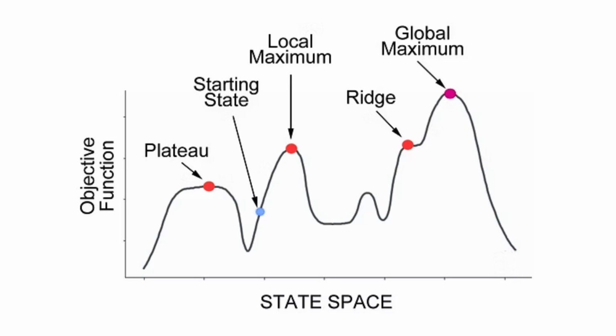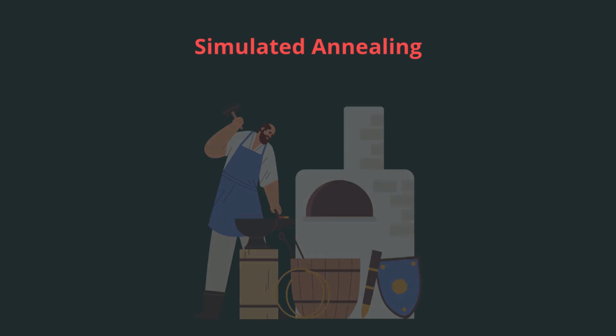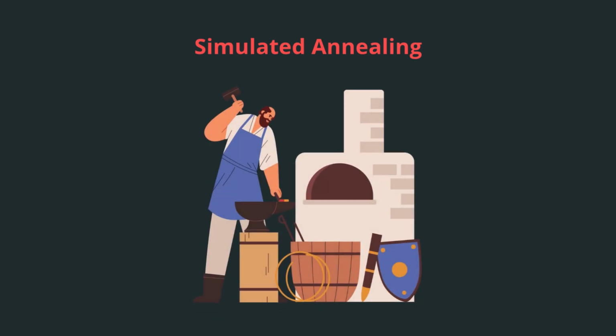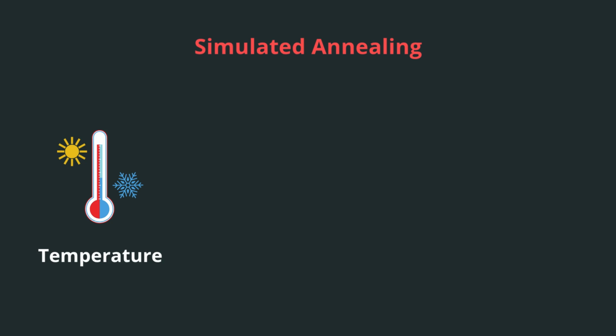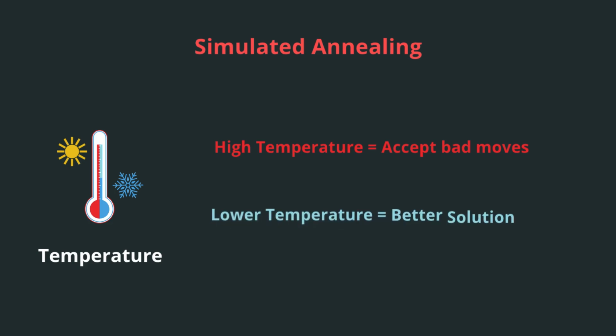To deal with these limitations, we use more advanced local search methods like simulated annealing. This algorithm is inspired by the way metals cool and settle into a low-energy state. The idea is that sometimes, in order to reach a better solution, you have to accept a worse one temporarily. Simulated annealing starts out like hill climbing, but it allows some moves that make the solution worse, especially early in the search. The probability of accepting a worse move depends on a parameter called the temperature. At high temperatures, the algorithm is more likely to accept bad moves, helping it escape local maxima. As the temperature decreases over time, the algorithm becomes more selective, eventually settling into a good solution.